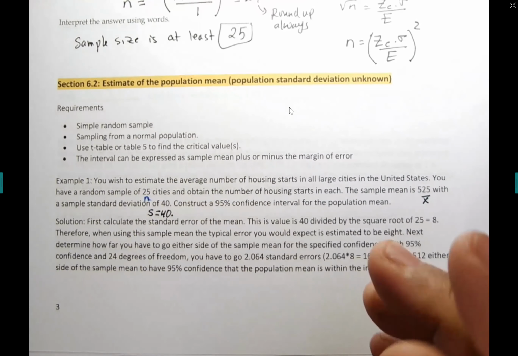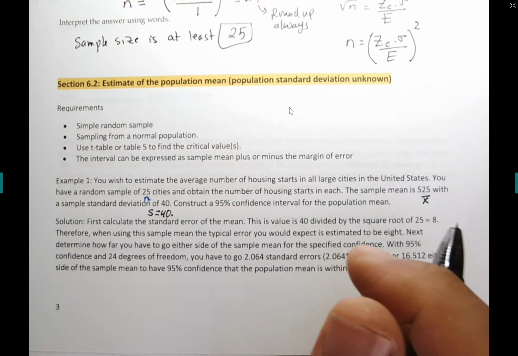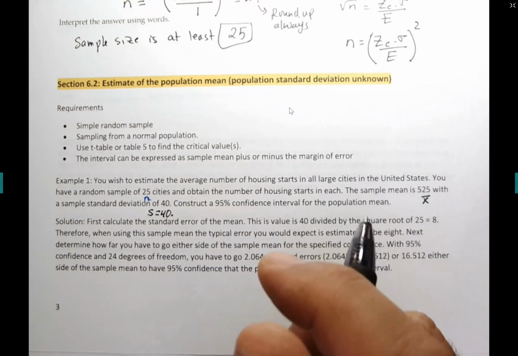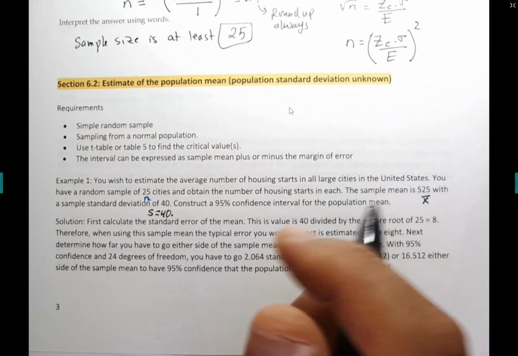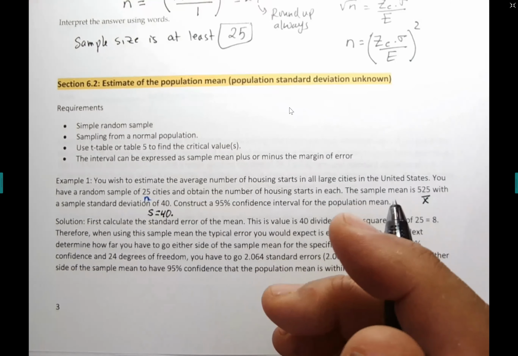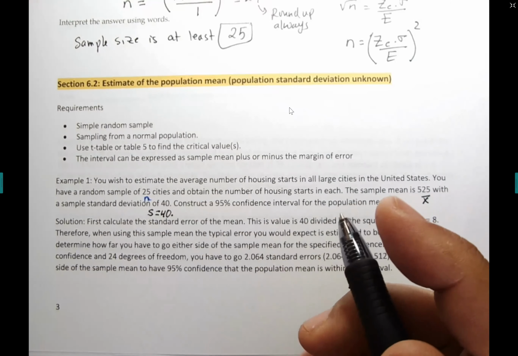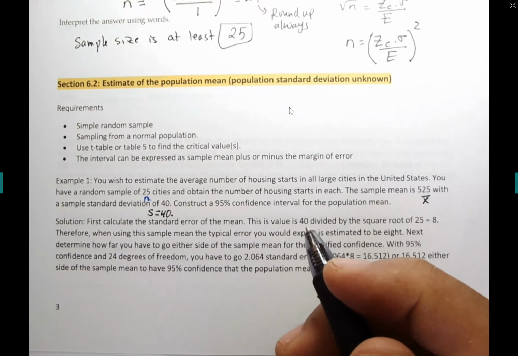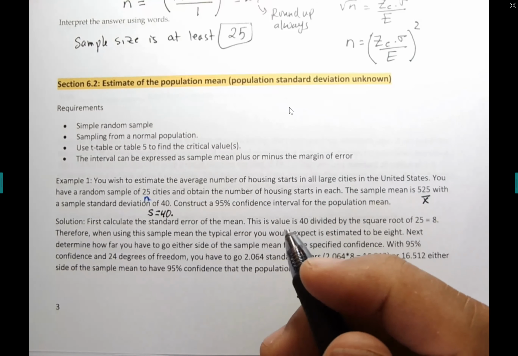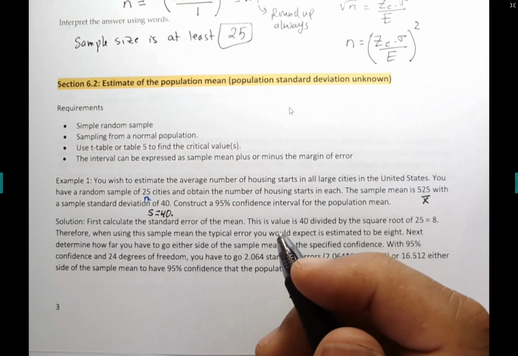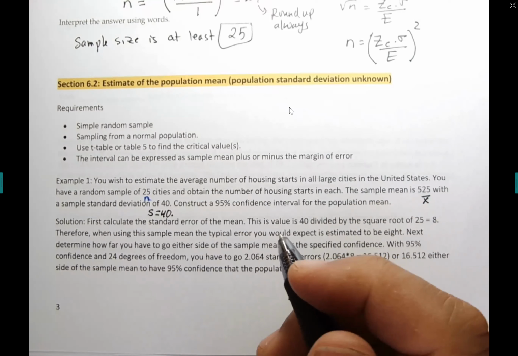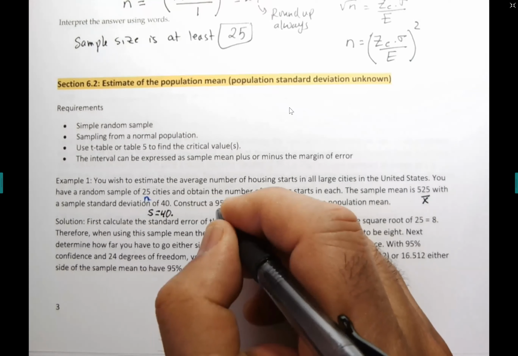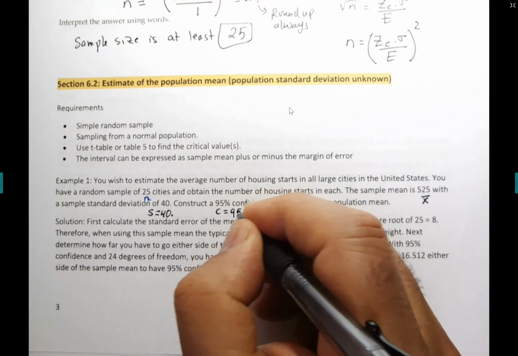Now probably you'll ask me how do we know whether we have S or sigma? In the problem itself, it will say it is known that the population standard deviation is such and such, then you know it's sigma. But when it says a sample has a mean and a standard deviation, it is referring to the sample, so then it would be S. This is a deal breaker, guys, to decide whether to apply what you learned in section 6.1 or what you learned in section 6.2. It's very important. Construct a 95% confidence interval. So confidence level, guys, is 95%.